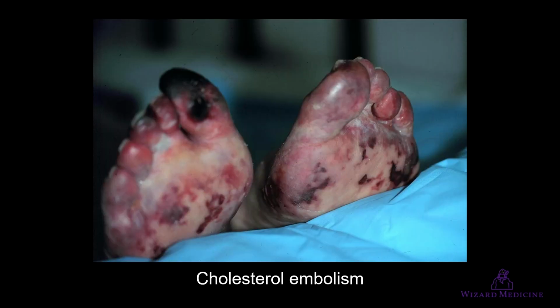This is an example of cholesterol embolism. On the USMLE, they like to give the example of an abdominal aortic aneurysm that after surgical repair releases these cholesterol emboli to the distal extremities where they clog up the vessels and form areas of necrosis, like you see here.